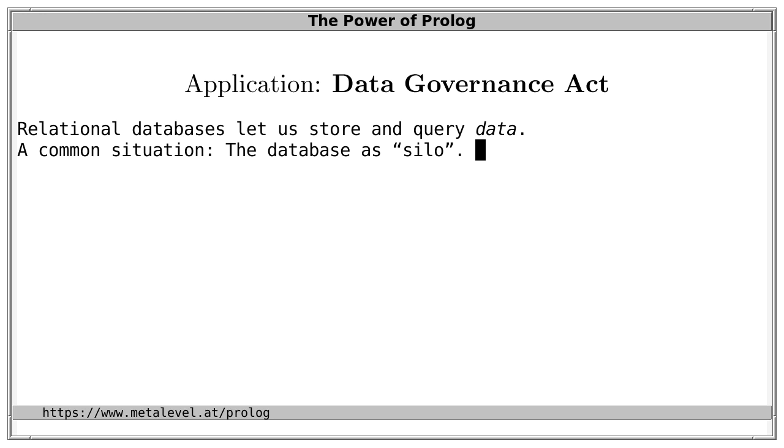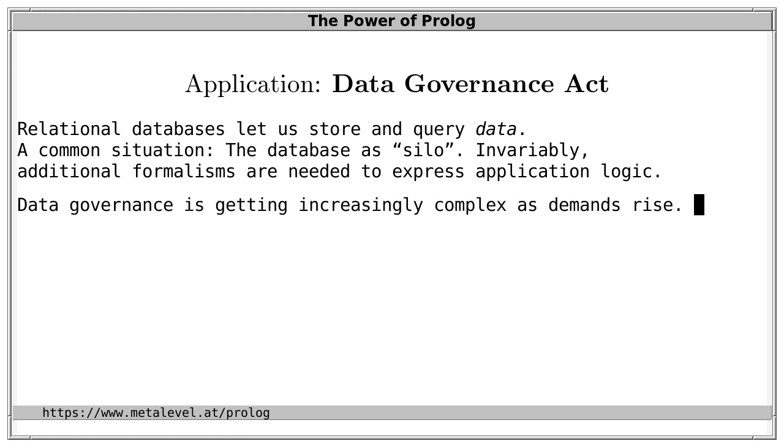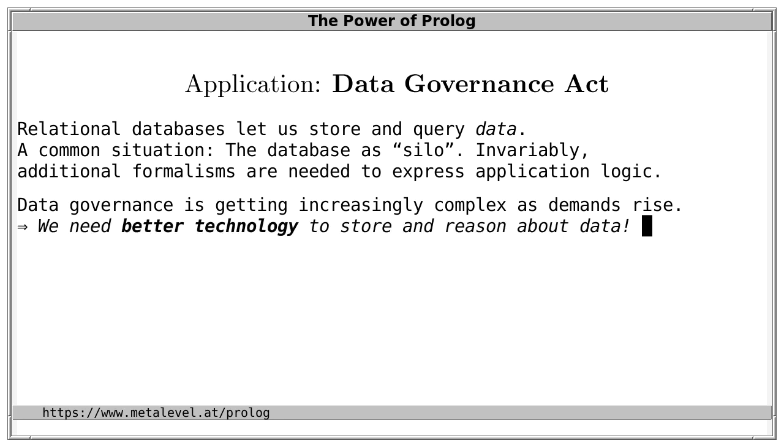So this means that we have the database, and invariably we need additional formalisms to express application logic, because the database only contains the data and can't really reason about it. And that's unfortunate, because data governance is getting increasingly complex, and the demands on it also rise all the time. Because when making data available, we also need to think about data protection, access rights, and so on. And therefore, we need better technology to store and reason about data.